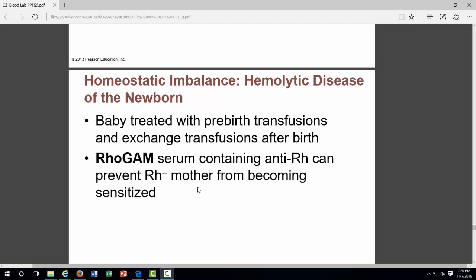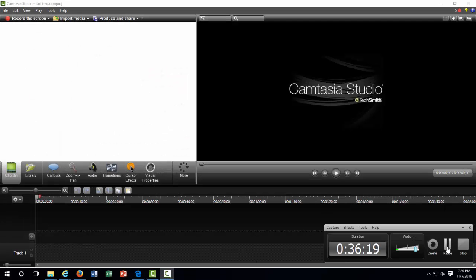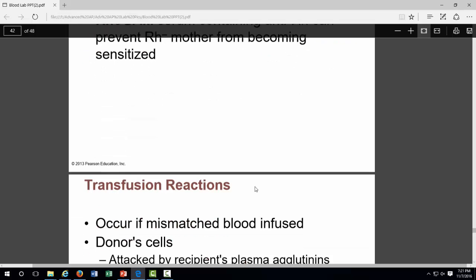So did you say the Rhogam, the mom's antibodies bind to the Rhogam instead of? That's the question. So I'll try to explain the Rhogam reaction a little better at the end of the video.